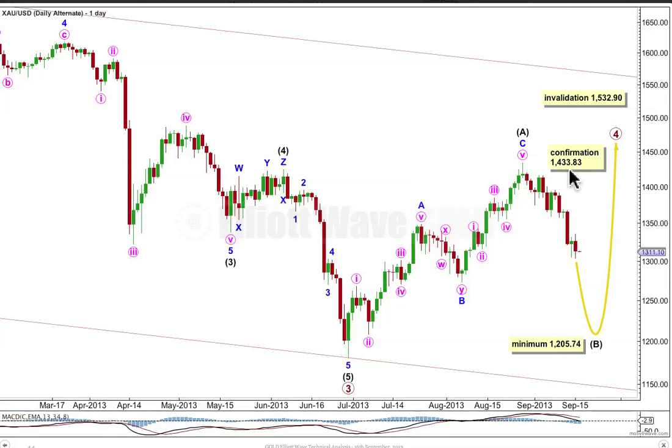It would be confirmed with movement above 1433.83, but primary 4 may not move into primary wave 1 price territory. It would not expect movement above 1532.90.